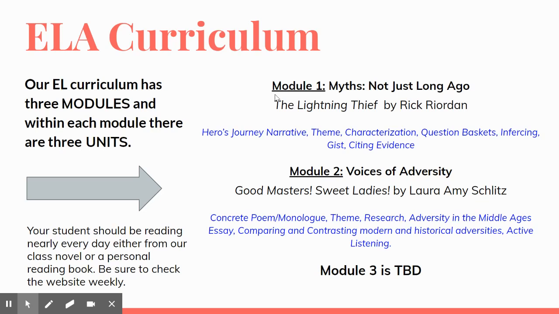Module 2 is titled Voices of Adversity. Our anchor text is Good Masters, Sweet Ladies by Laura Amy Schlitz. We will be creating a concrete poem or monologue. We'll be looking at theme. We'll be researching. There is an adversity in the Middle Ages essay, comparing and contrasting modern and historical adversities, and active listening. And lastly, module 3 is to be determined at this point. Once we find out which module is chosen, we will let you know.